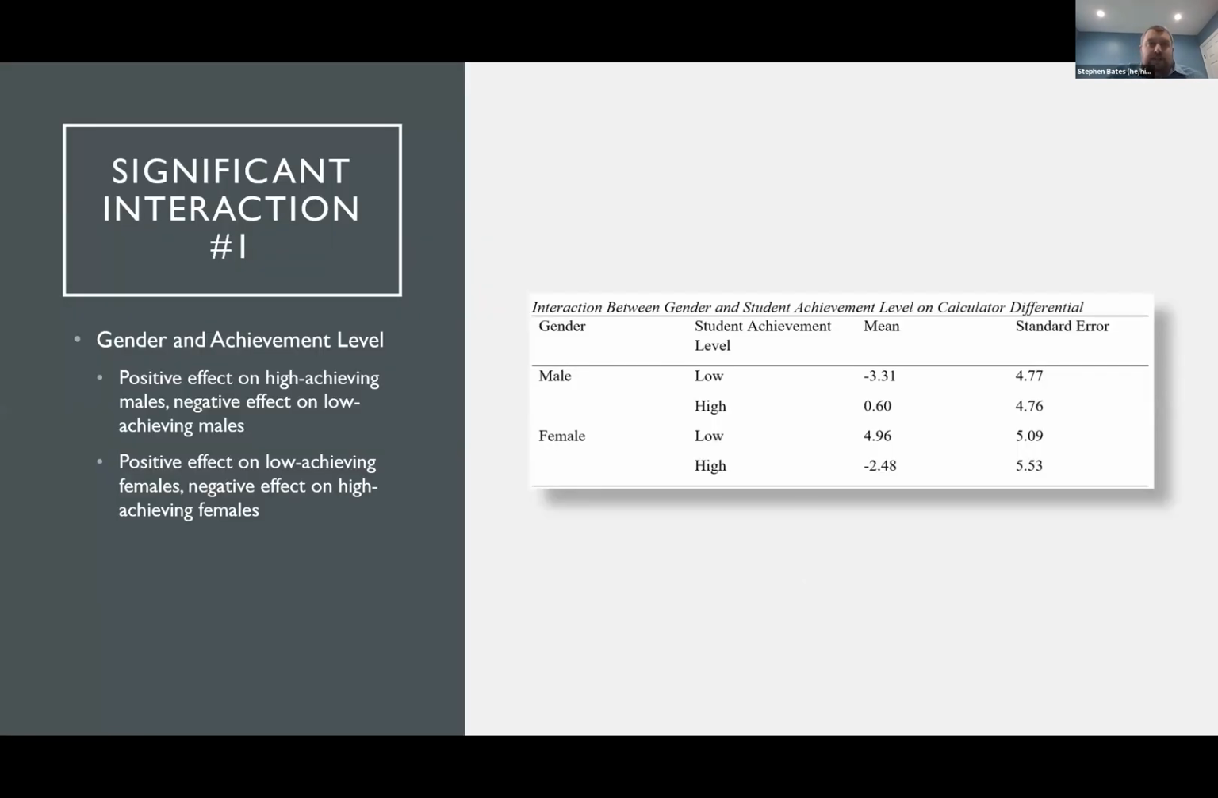So the first significant interaction was between gender and achievement level. Overall, there was a positive effect on high achieving males and a negative effect on low achieving males. Whereas there was also a positive effect on low achieving females and a negative effect on high achieving females. So it's kind of exacerbating an achievement gap at this point within genders.